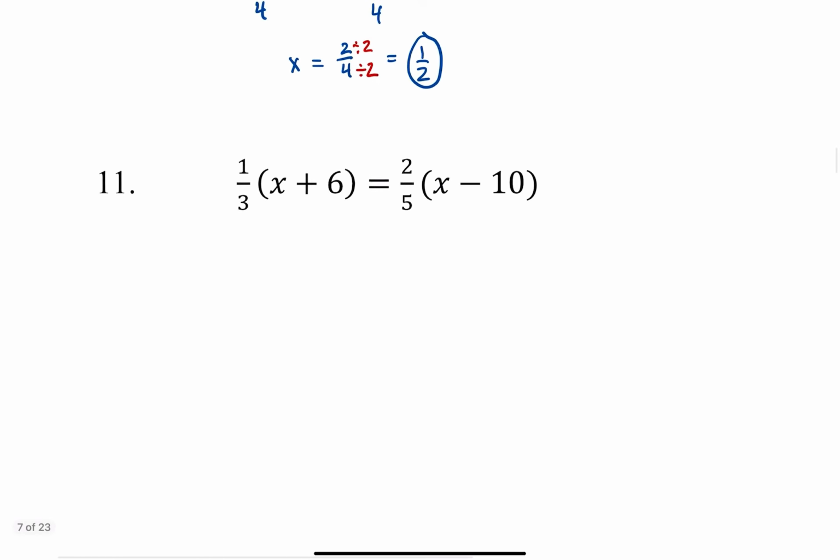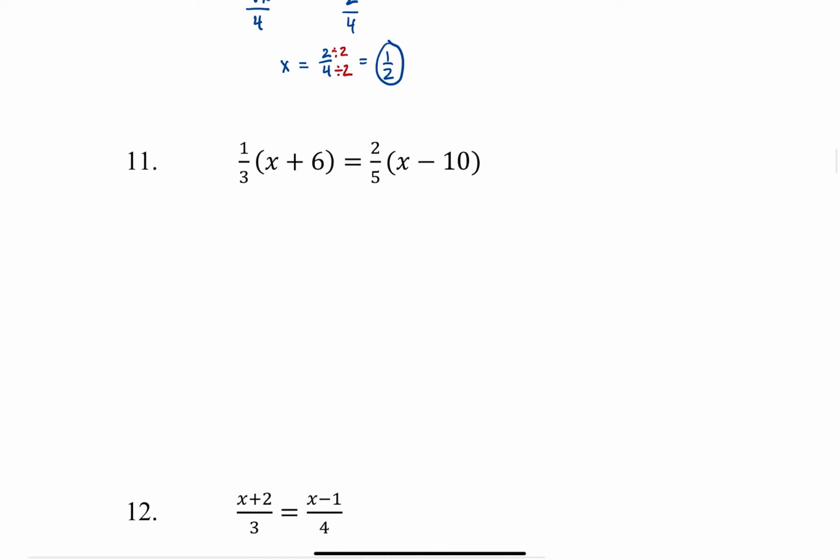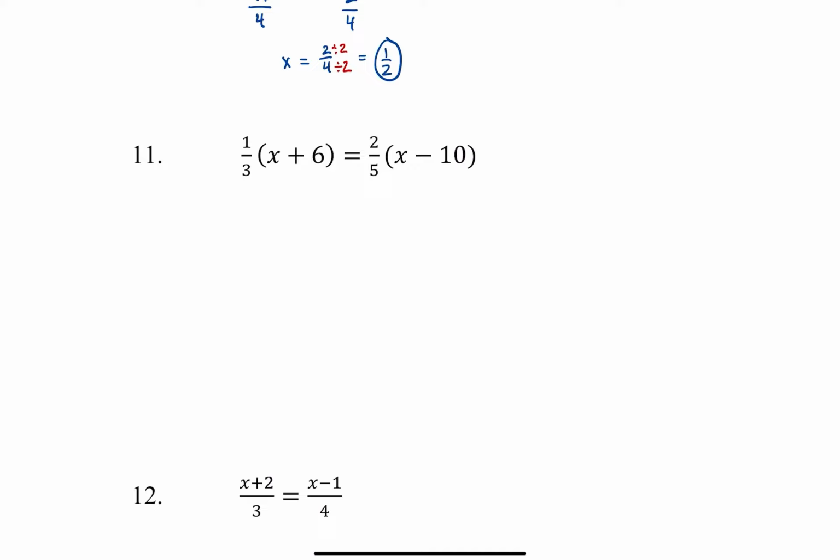Number 11 is a little bit different, but you just have to take a look at what we are encountering. It might be easier to do 12, but we'll just do it in order. So remember that this is over 1. So I can rewrite this problem as x plus 6, and technically times 1, I'll just write that here, divided by 3. That is equal to 2 times x minus 10, all divided by 5.